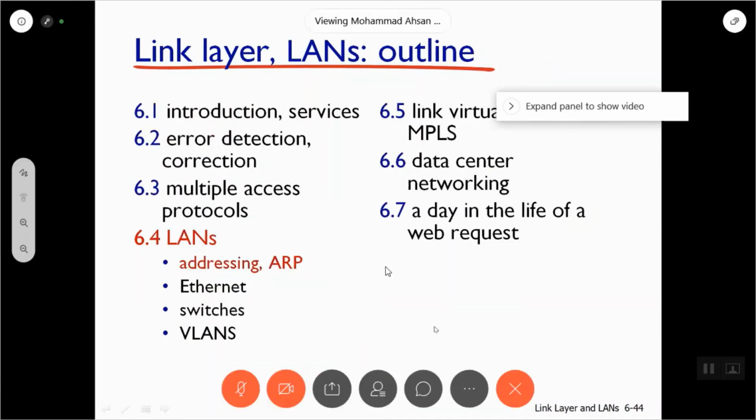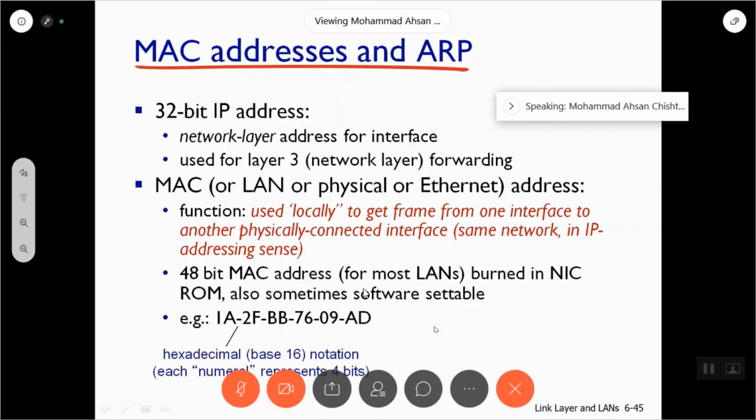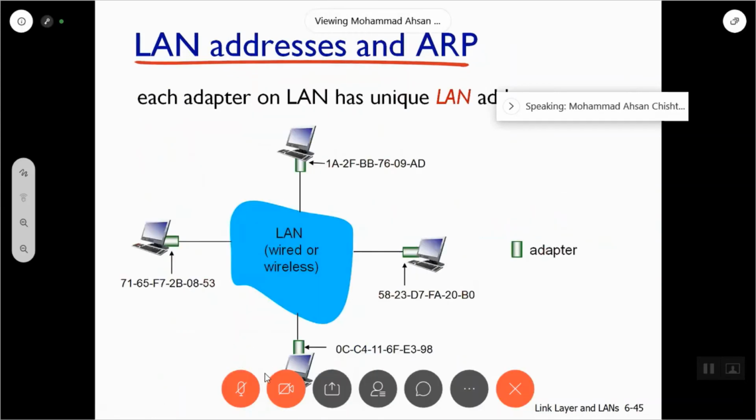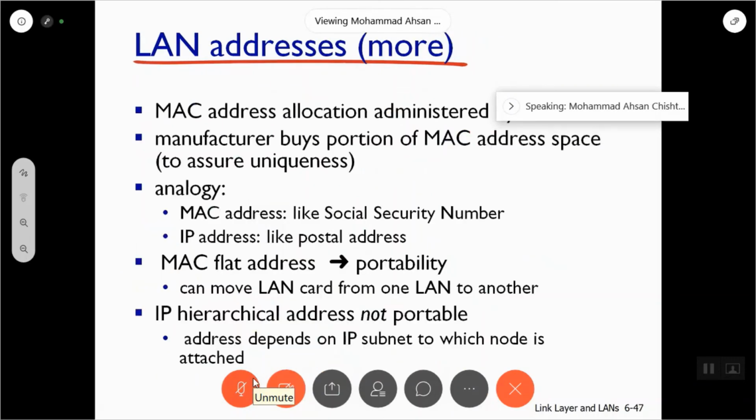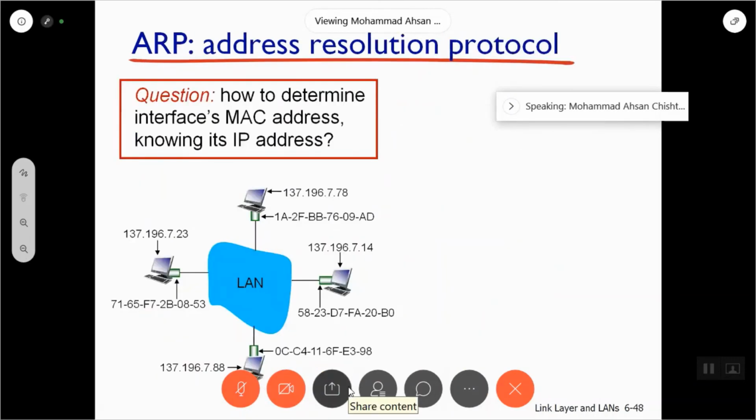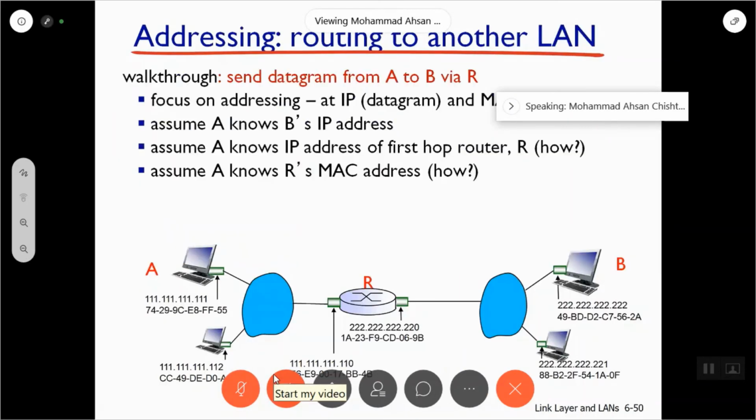In our next class, we will be taking up MAC addresses and resolution protocols. Both are important. We'll be discussing the frame structure as well. And also, an important topic is routing in the data link layer, how we send the data across. And hopefully in our next class, we'll finish the data link layer.